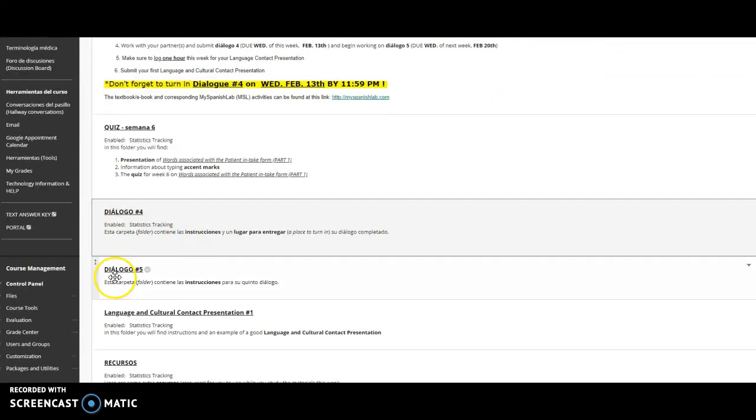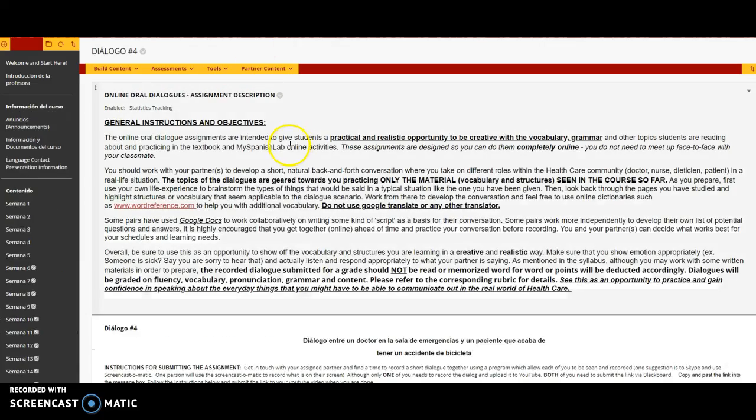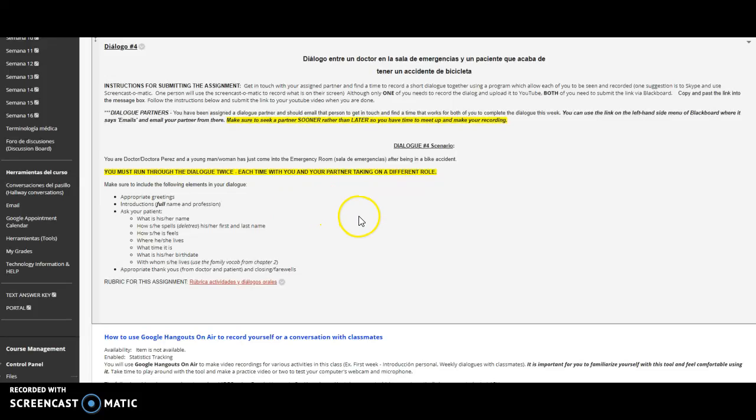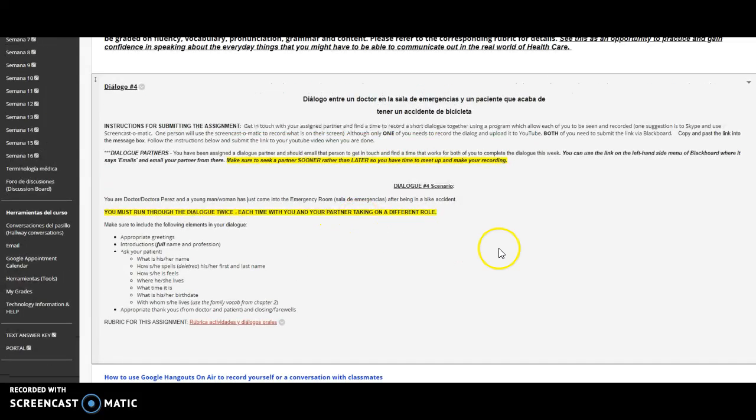Next, you'll see the two diálogos. So when you click on Diálogo 4, you have your general instructions as always. And then hopefully you've been practicing with your partners. This is again diálogo entre un doctor en la sala de emergencias y una paciente que acaba de tener un accidente de bicicleta. So one person will be either Doctor or Doctora Perez to start, and the other person will be a young person who just came into the emergency room after being in a bike accident.